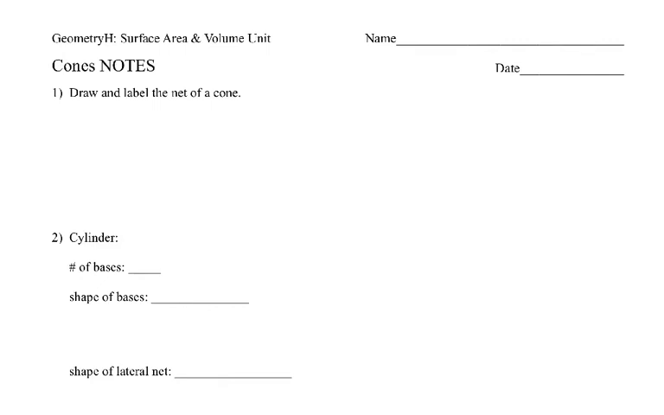Okay, we are going to talk about surface area and volume and lateral area of cones today. So remember, a cone has a circular base and it comes to a point. So when you unravel that, you have this circular base here, and then the actual cone part, the pointy part of the cone, the lateral area, it's actually a sector of a circle.